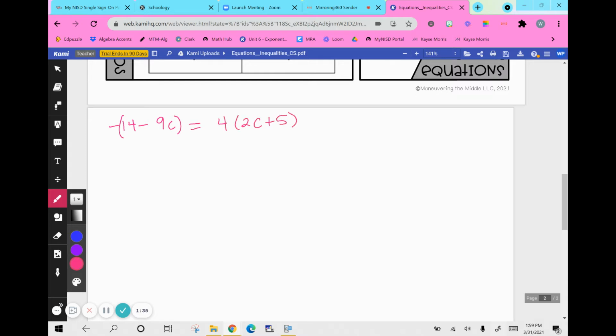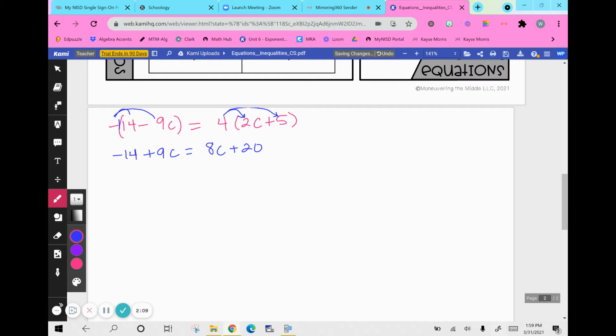All right, and so we really have distribution on both sides of our equal sign. So I'm going to start over here on the left side, and remember that this is negative, and it's actually -1. There's an invisible 1 there that we need to distribute. So I'm going to say -1 times 14 is -14. -1 times -9c is going to be a positive 9c. And I'm going to put equals, and then I'm going to do the same thing on the other side. 4 times 2c is 8c. 4 times 5 is positive 20.